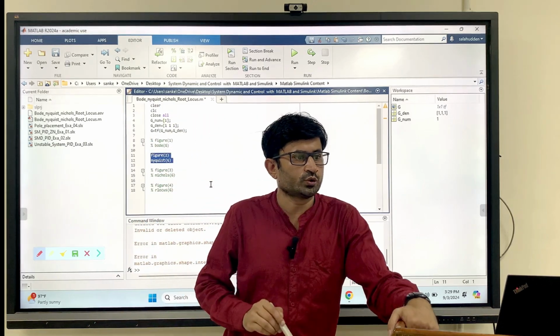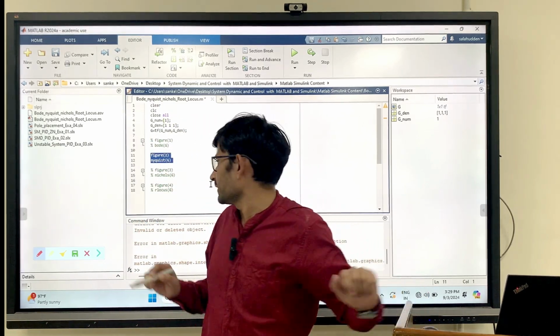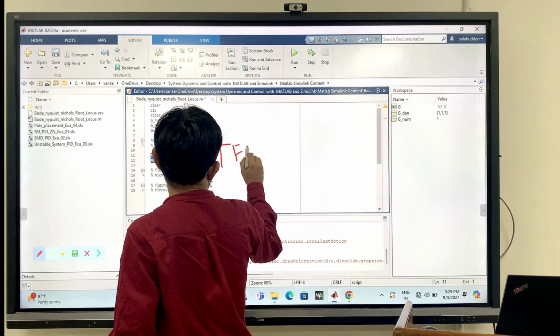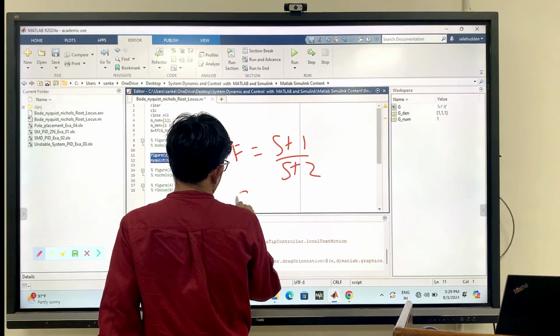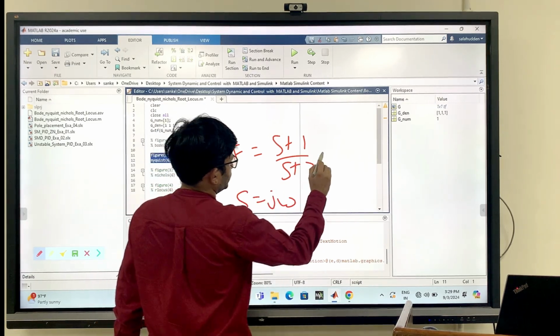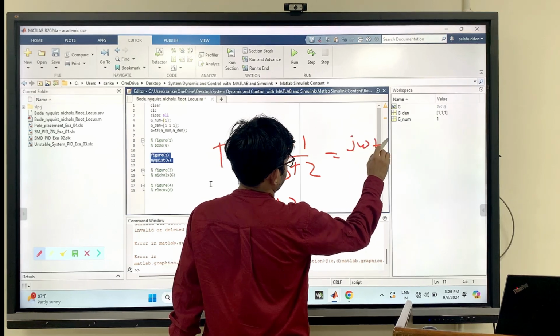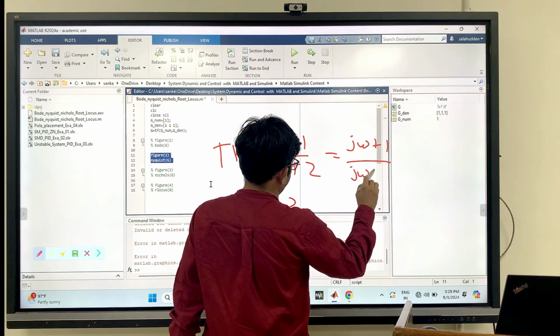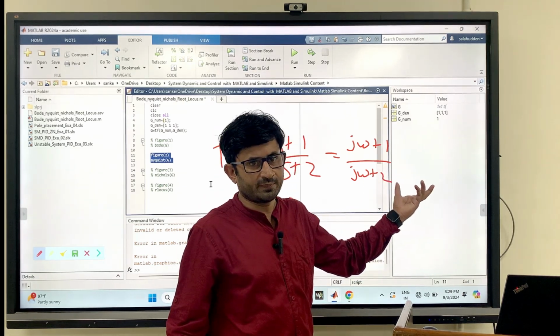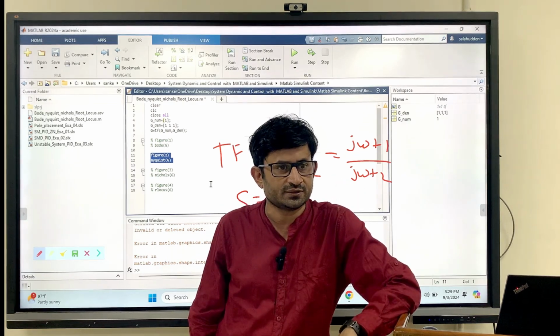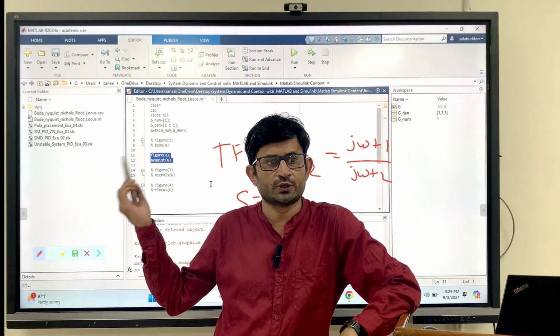When you put s equal to j omega, for example, let's say you have a transfer function (s plus 1) divided by (s plus 2), you will get (j omega plus 1) divided by (j omega plus 2). So you will multiply and divide by the conjugate, and you will get a new complex number, right? So you will plot it on the new complex plane.